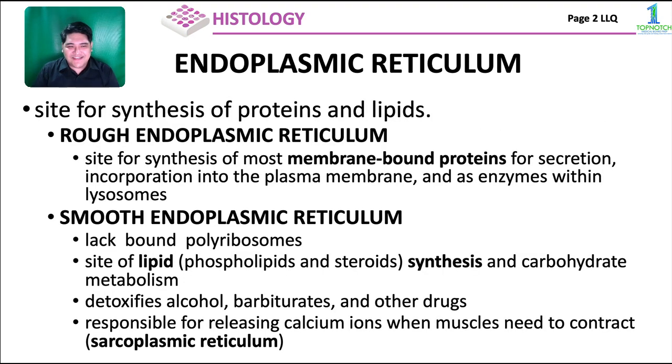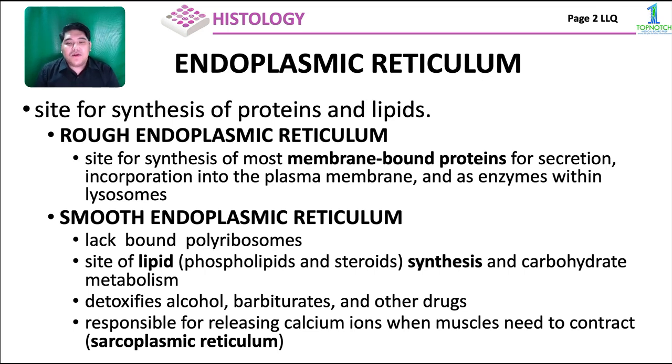Ribosomes, protein synthesis. And then we have your endoplasmic reticulum. This is the site for synthesis of your proteins and lipids. We have two types, your rough endoplasmic reticulum and your smooth endoplasmic reticulum. Your rough endoplasmic reticulum is the site for synthesis of mostly your membrane-bound proteins. Okay? So, kaya siya naging rough kasi on the surface of that endoplasmic reticulum, you have your ribosomes. While your smooth endoplasmic reticulum, they lack your polyribosomes or your ribosomes.